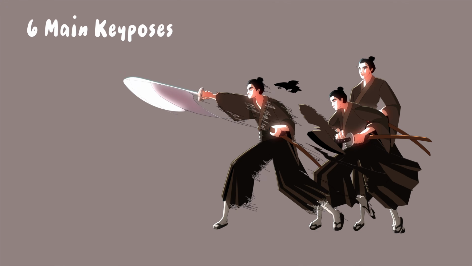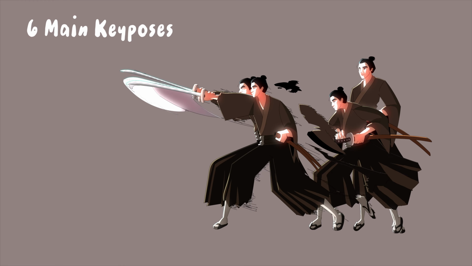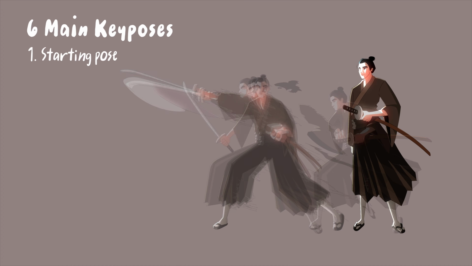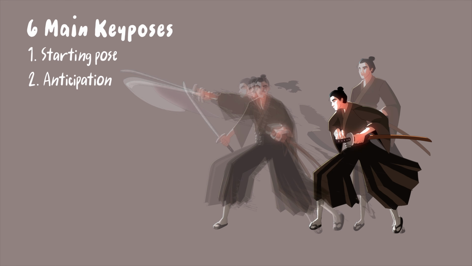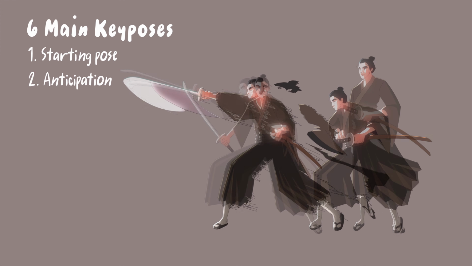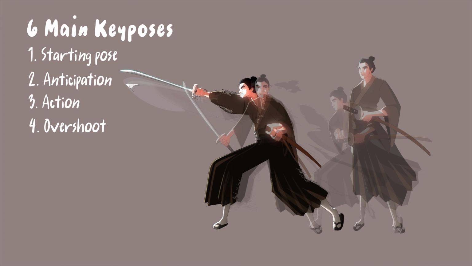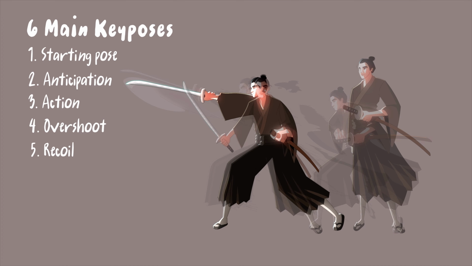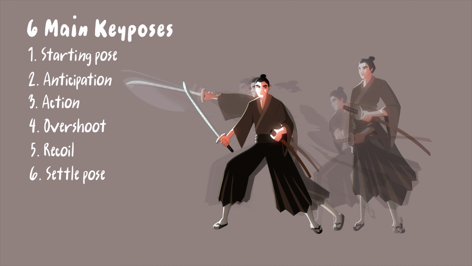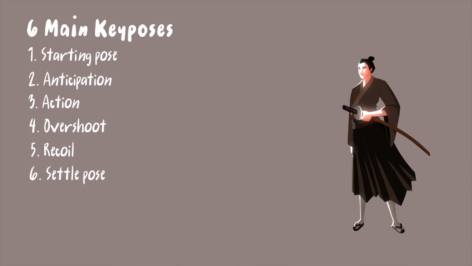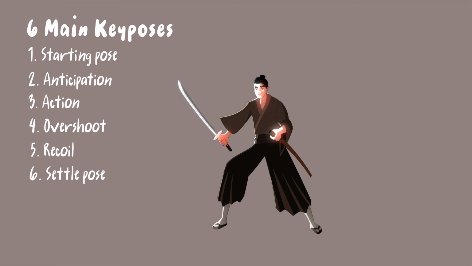There are 6 main key poses in a character action. And that is first, the starting pose. Second is the anticipation. Third is the action itself. Fourth is the overshoot. Fifth is the recoil. And sixth is the settle pose. Let's use this samurai slashing animation as our main example.